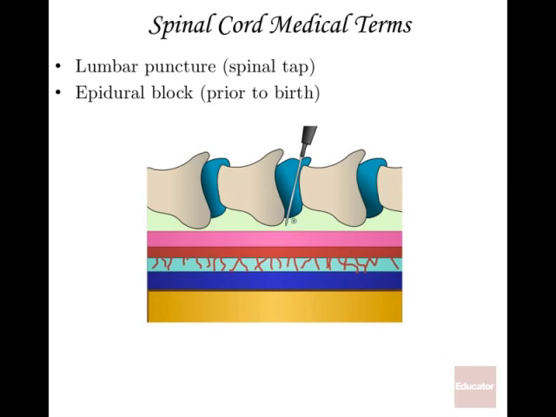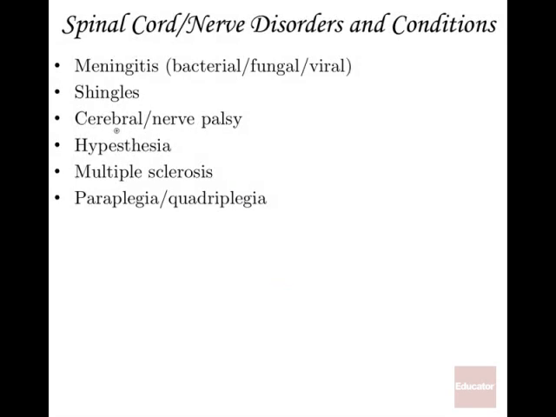And once again, they don't want to go too deep with that particular injection because you could cause some spinal cord damage. And now for some spinal cord and nerve disorders and conditions. The first one, meningitis, I've mentioned that before, caused by bacteria, fungi, or viruses, has to do with infection and inflammation of that wrapping around the spinal cord and brain. Oftentimes it is fatal if you don't get rid of the bacteria, fungi, or virus that's causing it.